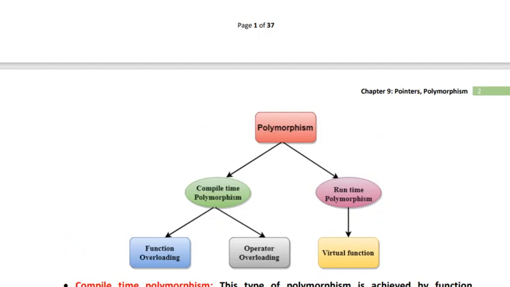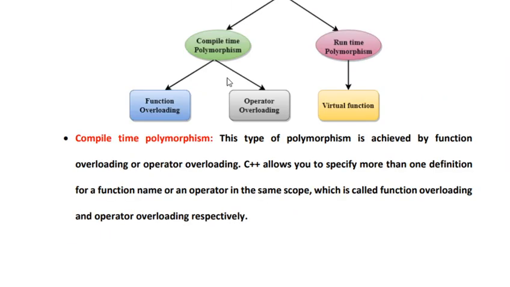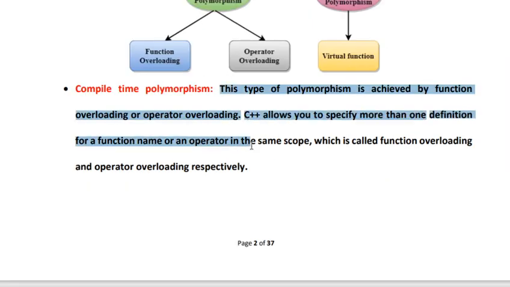Now let us try to understand compile time polymorphism. Compile time polymorphism is achieved by function overloading or operator overloading. This we have already learned in the previous classes as well. So, C++ allows you to specify more than one definition. Please listen to me carefully.